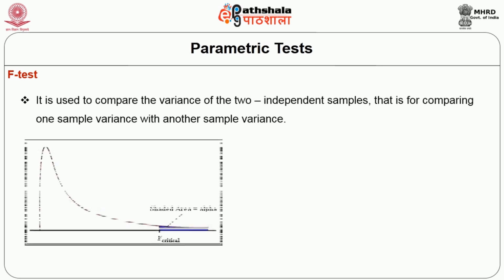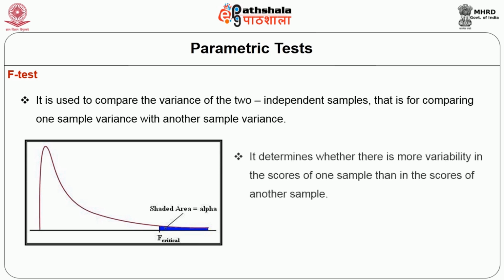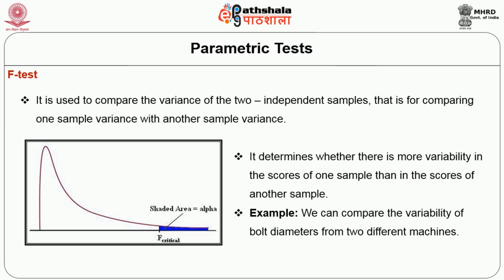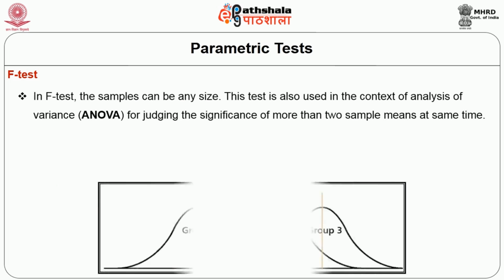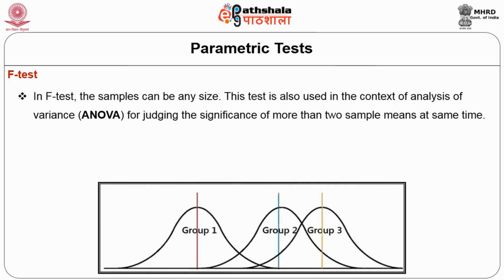The other important parametric test is the f-test. It is used to compare the variance of two independent samples, that is, for comparing one sample variance with another sample variance. It determines whether there is more variability in the scores of one sample than in the scores of another sample. Say, for example, we can compare the variability of bore diameters from two different machines. In the f-test, the samples can be of any size.